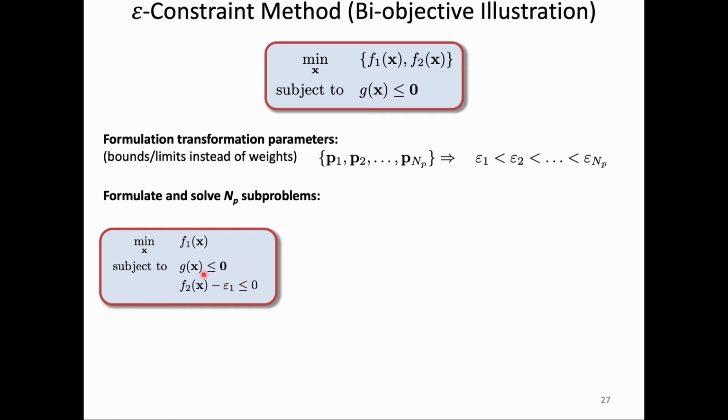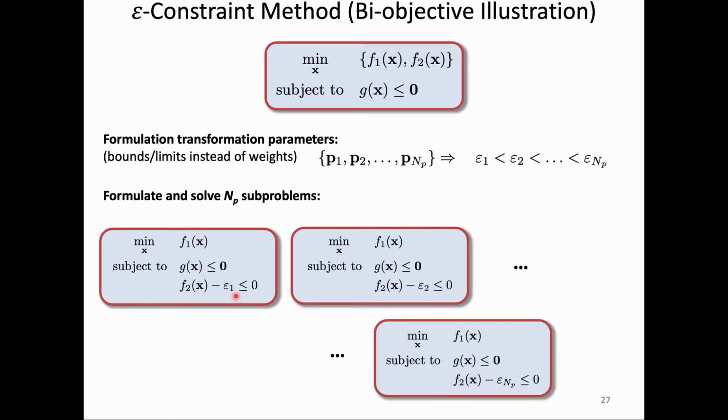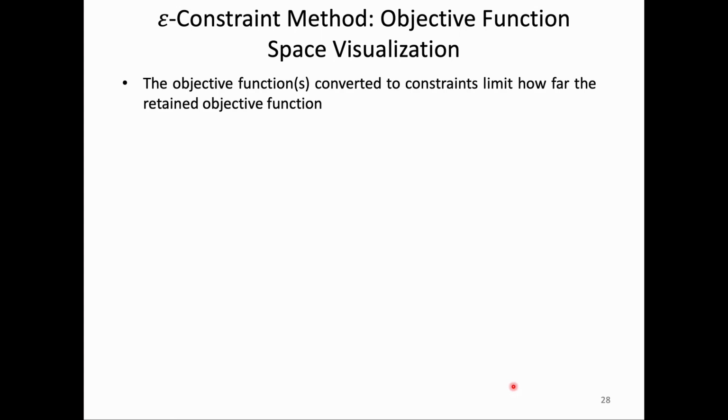And also remember, this is negative null form. We have to write the constraint such that if it is less than or equal to 0, it's satisfied. But it's a little more intuitive to think of this as f2 must be less than or equal to epsilon 1. Then we vary what the value of epsilon is. We get another subproblem, and so on until we get to the last value of epsilon. Let's visualize this in the objective function space.